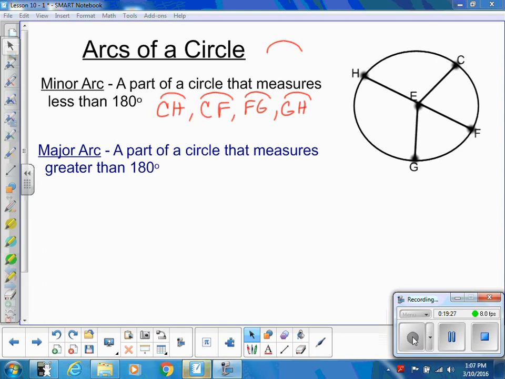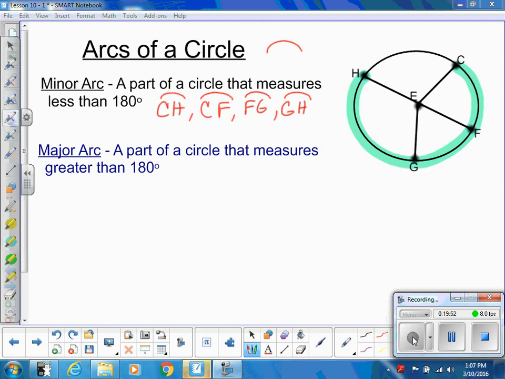A major arc is any part of the circle that is larger than 180 degrees. For example, if I start at C and I go all the way around to H, that's more than 180, but less than 360. You don't want to make a full circle. That would be a major arc.